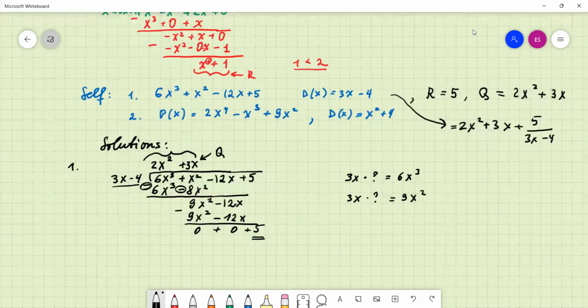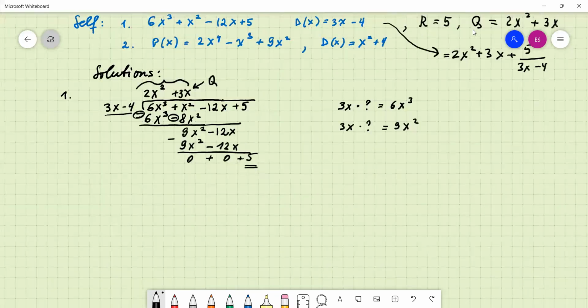Okay, and let's move to problem 2. Here, I'm going to make a more complex division. So let me copy everything. 2x to the power of 4 minus x cubed plus 9x squared. We don't have a first power of x. I'm going to write down 0x. And the last term is going to be 0, the free term.